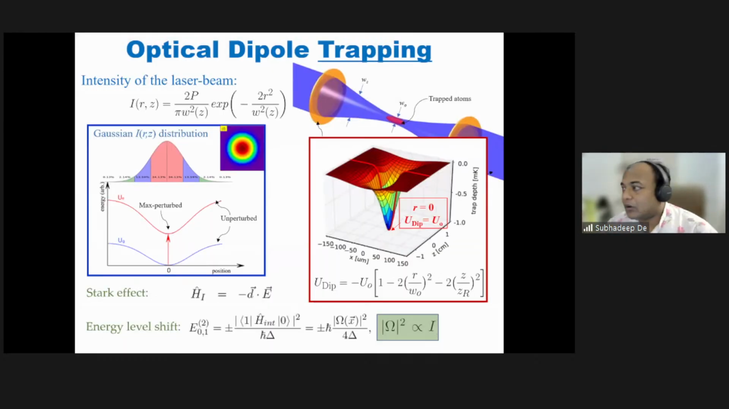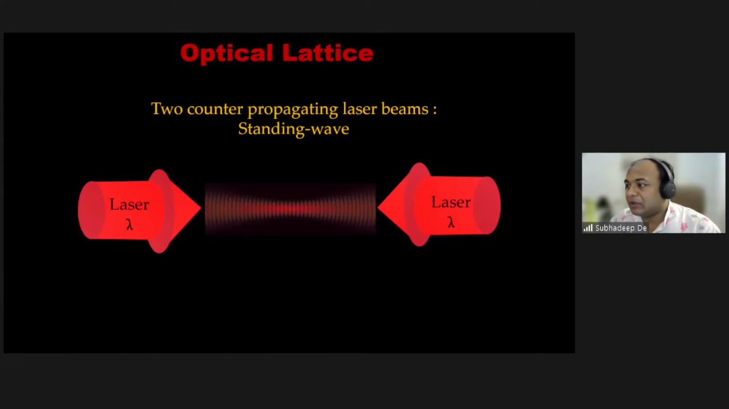So far it was only one laser beam which was focused. Now let's say I put a mirror and I reflect it back. So that means I have a counter propagating laser beam. So two laser beams which are coming from opposite sides. And then what will happen? It will produce a standing wave, because both of the laser beams have the same phase and frequency. So it will interfere and produce a standing wave.